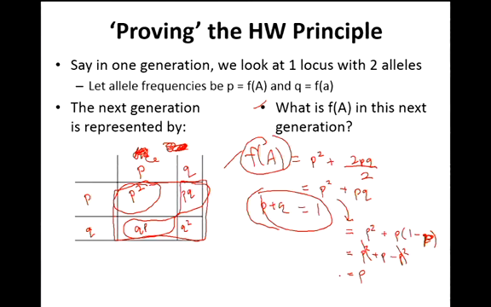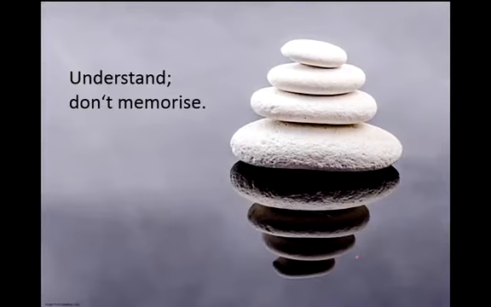Okay, so this is Hardy-Weinberg at work, saying that if there are no forces acting upon your population, P will not change from generation to generation, and Q also will not change from generation to generation. So the whole thing with this is that you need to understand the principles and not memorize formulas. You know P plus Q equals 1, that's about all you need to know.